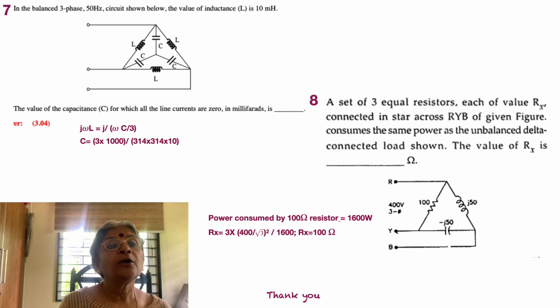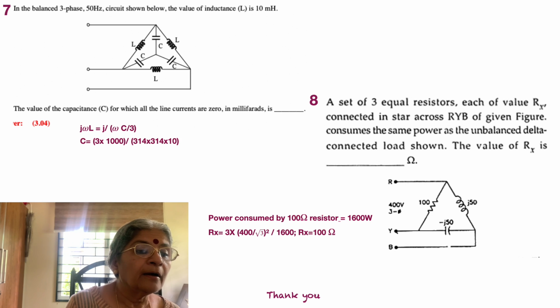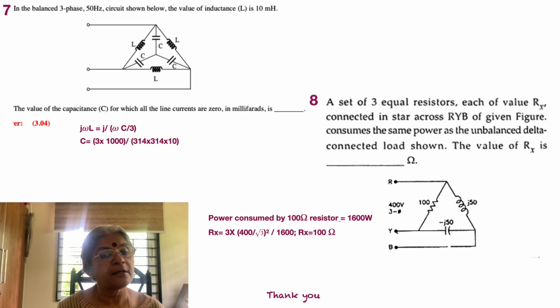So what does it mean? Together, the inductor and the capacitor should give rise to what is called an open circuit. That's possible only if you can have a similar kind of circuit. So you can go for either a star equivalent or a delta equivalent. What has been done is that there is a star in between the circuit.